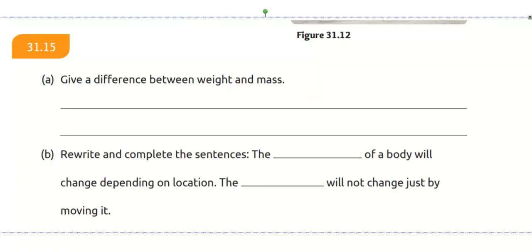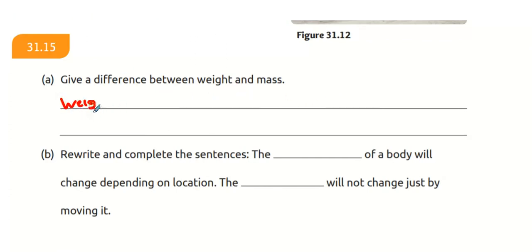Next, give a difference between weight and mass. Well, weight is a force, and mass is how much matter is in an object. Rewrite and complete the following sentences. The something of a body will change depending on its location. That will be weight. The something of it will not change just by moving it. The mass will not change just by moving it.